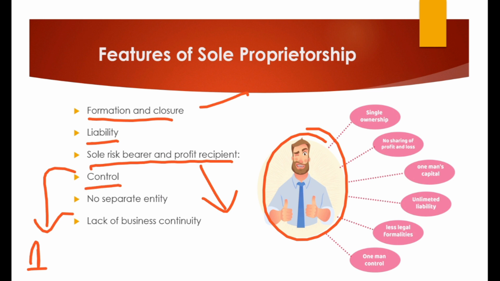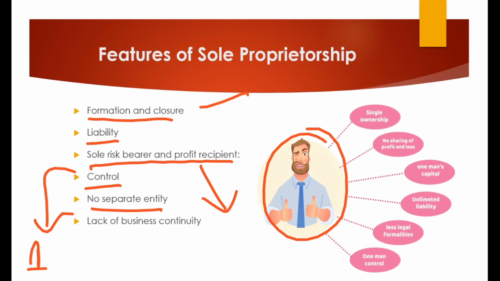Control. Here control is, since he is a single person, he has full control over the business. Whatever decisions he wants to take, whatever planning he wants to do, he can make it himself. Whatever purchases he wants to do, he can allocate the budgets according to himself. There is no need to take permission from other people involved in the business, because he is the sole person, an entrepreneur who is running this business. So he has complete control over the business.